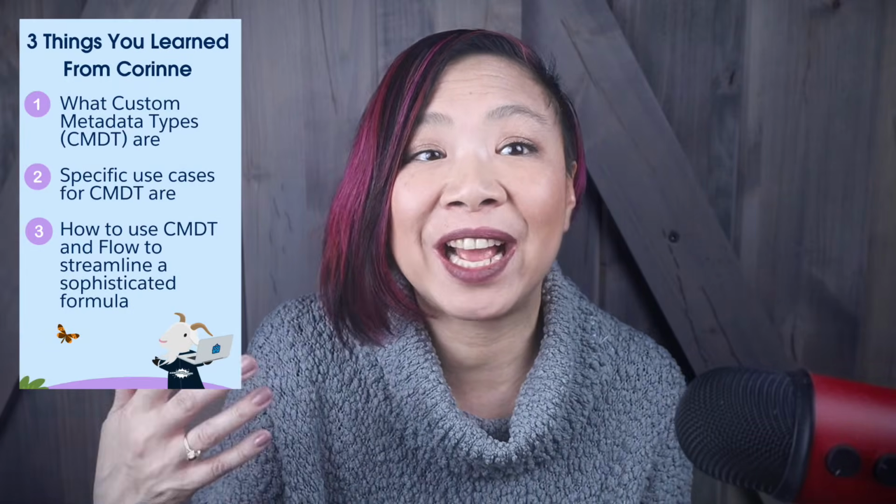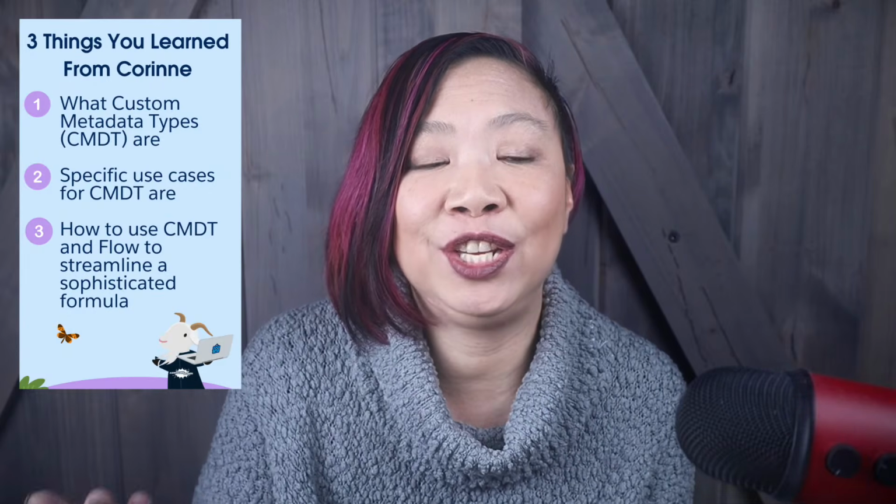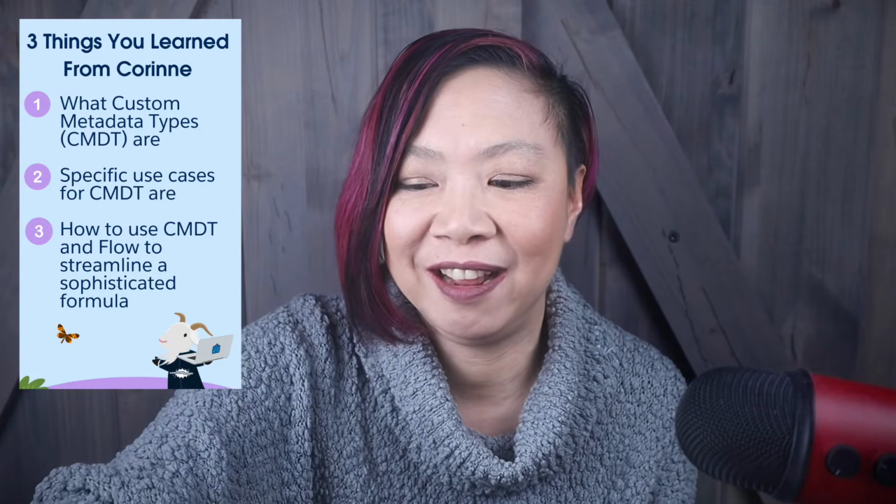All right, so just to recap, what we learned from Warren is we learned what custom settings are, how to use custom settings in Flow, and how to create auto number fields with custom criteria. And from Corinne, we learned what custom metadata types are, the use cases for them, and how to use custom metadata type and flow to streamline a sophisticated formula.